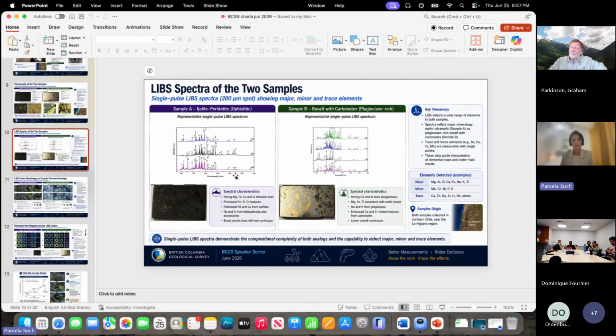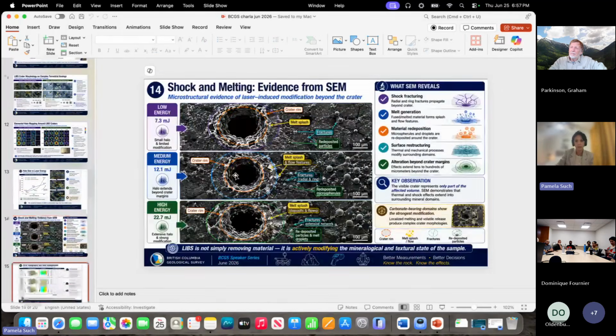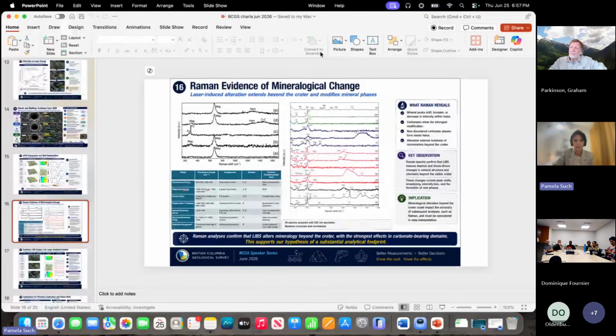So you want to look for those elements when Raman gives you the mineralogical composition. When using Raman, you will see minerals. You will see, oh, I have magnetite, I have hematite, I have pyrite. It won't give you the elements, but it will give you the minerals.